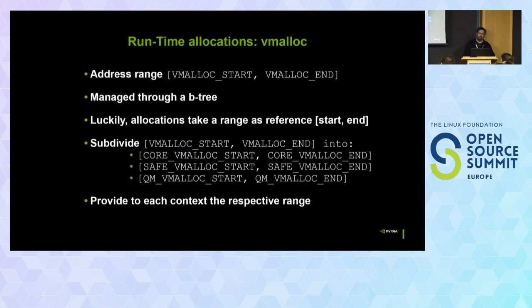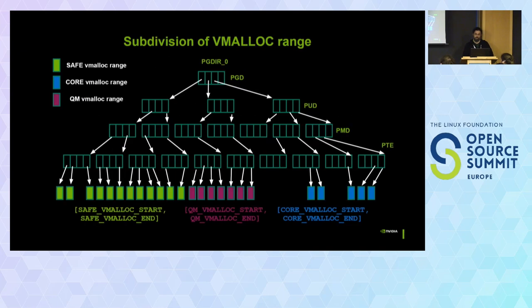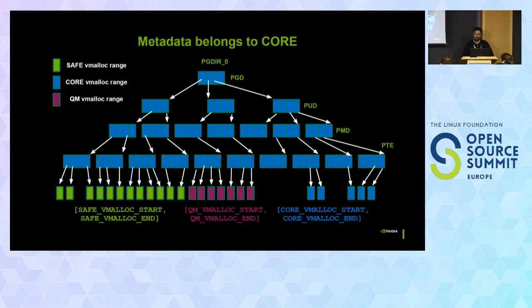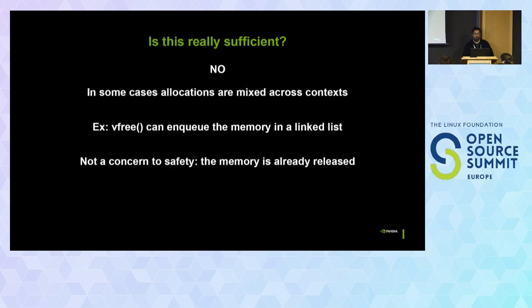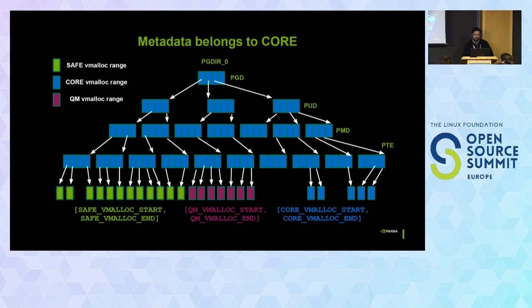For vmalloc, the finally good news is that all the vmalloc allocations take a range where you have a start and end, and usually this range is vmalloc start and vmalloc end. But if we define sub-ranges like core vmalloc start, core vmalloc end, we can obtain for vmalloc this sort of nice partitioning, which then allows us to, the metadata, I painted it as a core. But this is really similar to what I showed earlier, where you can just prune a subtree.